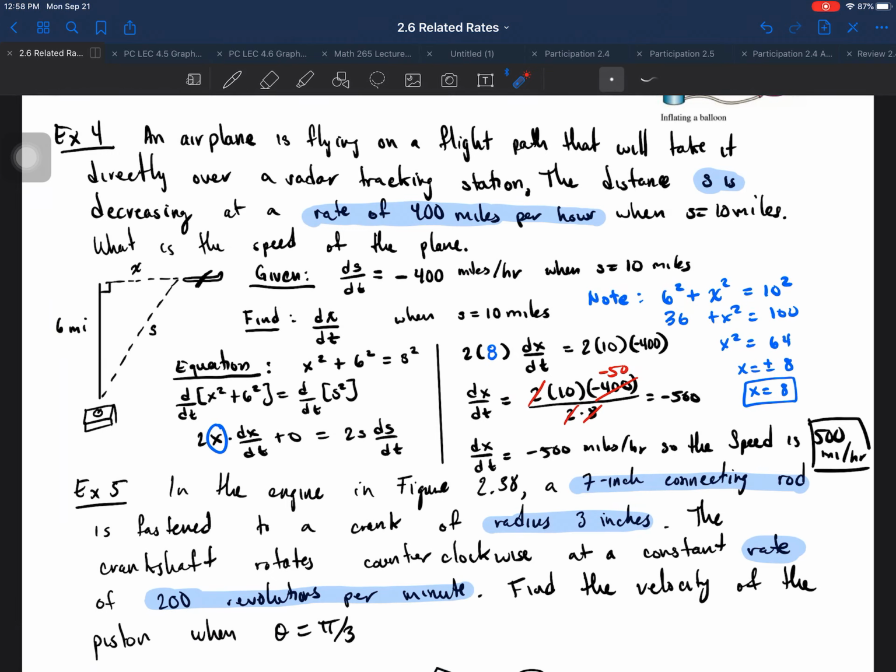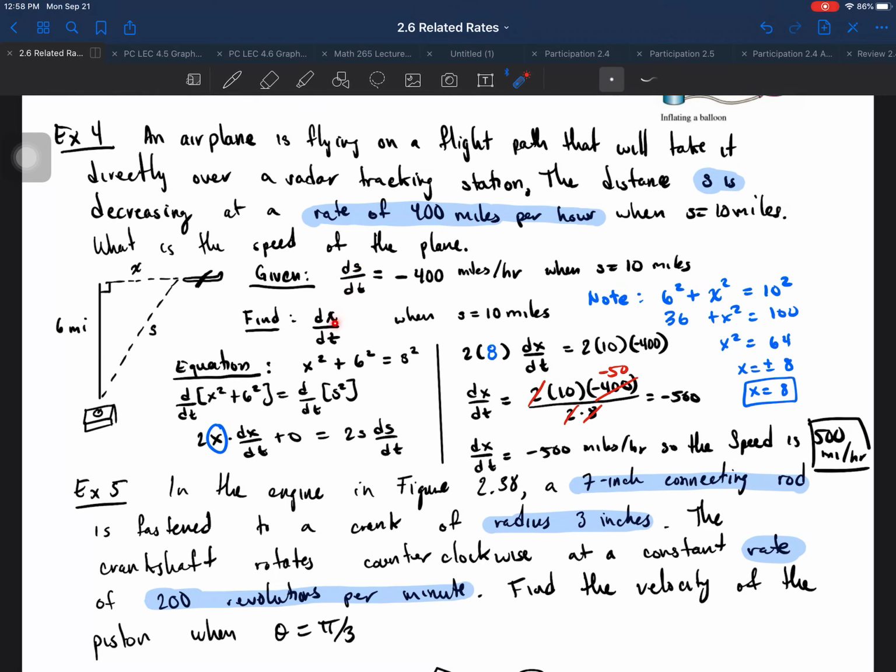So we have to find an equation that relates s and x. Well, we can see that this belongs to a right triangle, and we already know this side, we already know this side, and we can figure out this side, right? So we can use the Pythagorean theorem to connect all these sides. So x squared plus 6 squared equals s squared. Finding the equation is sometimes the hardest part, but in this case it was pretty straightforward.